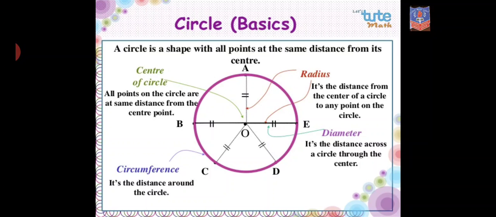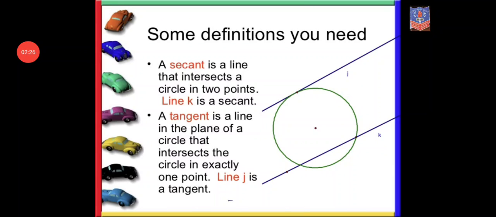Now let us go for the main definitions which you have to study in this chapter. The first definition is a secant. What do you mean by a secant? A secant is a line that intersects a circle in 2 points. You can see that there is a line K which is intersecting the circle at 2 distinct points. This line K has intersected the circle at 2 points, so this line is said to be a secant. Are you getting students? So what is a secant? A secant is a line that intersects a circle in 2 distinct points. So here line K is a secant because it is intersecting the circle in 2 points.